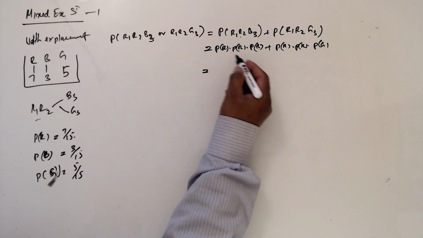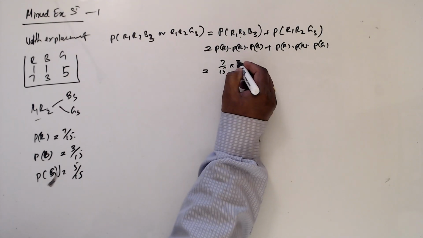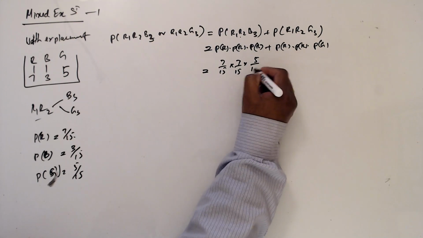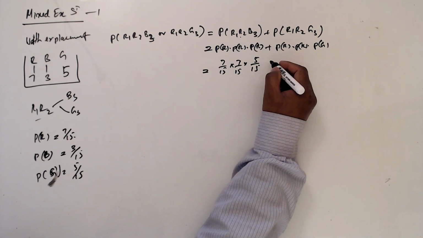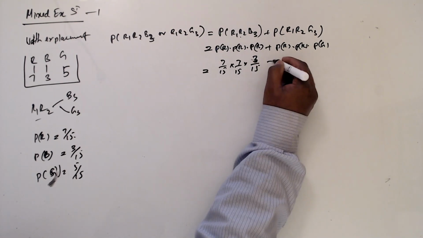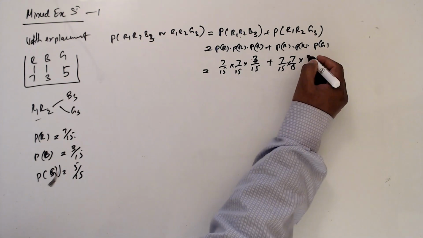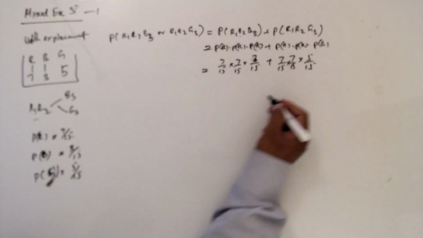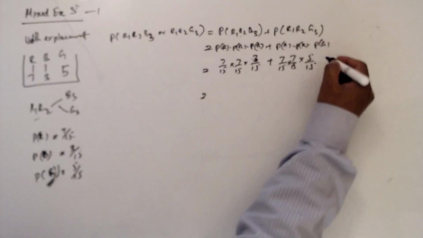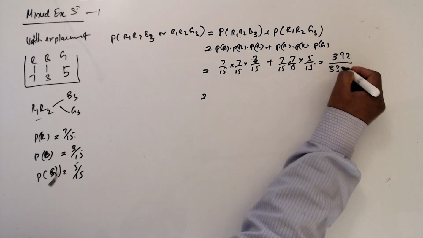So this is going to be 7 over 15 times 7 over 15 times 3 over 15 blue, and 7 over 15 times 7 over 15 times 5 over 15. So the answer is 392/3375.